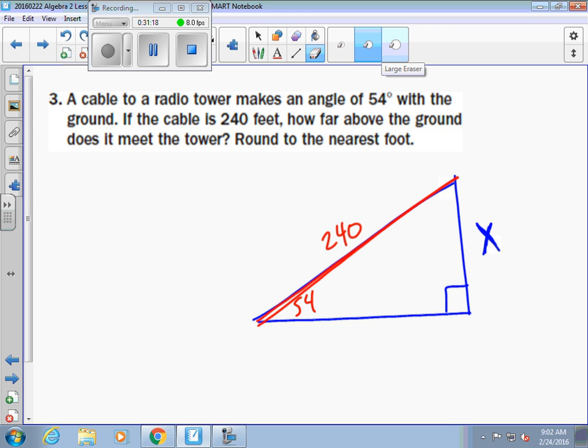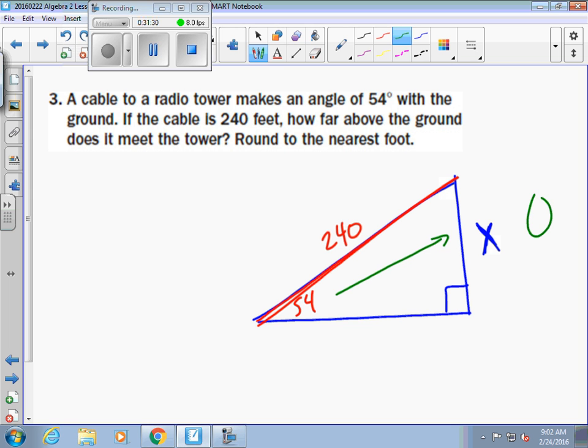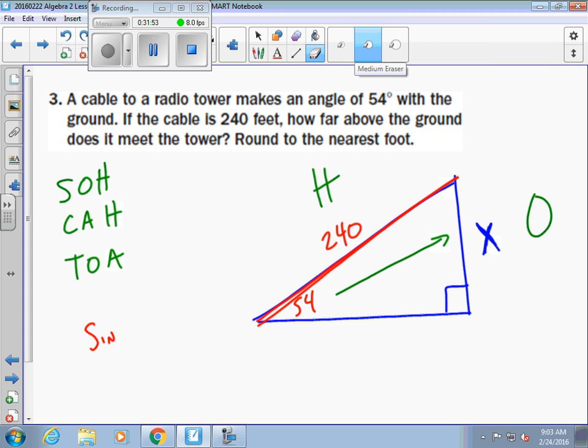So from 54 degrees, what would we call X? Would we call it adjacent, opposite, or hypotenuse? That's opposite. And what would we call 240? Hypotenuse. So, which of our SOHCAHTOA formulas use opposite and hypotenuse? Sine, that's right. So the sine of 54 degrees equals the opposite, that's our unknown, over our hypotenuse, 240.